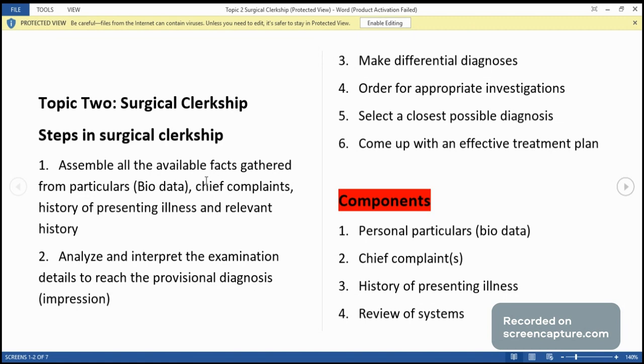And then history of presenting illness is about this condition or the complaints. When did it start? How has it evolved? What medication has been taken? Is there any effect of the condition on the adjacent system? If it is a condition to do with the gastrointestinal system, does it have some relevant effect on the respiratory system? So that is that.